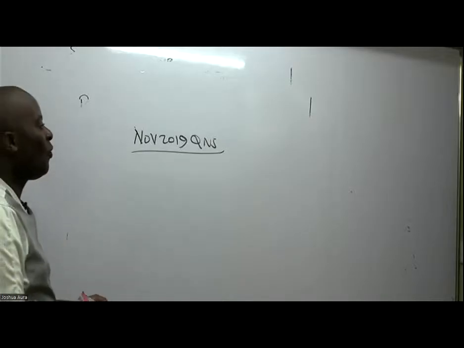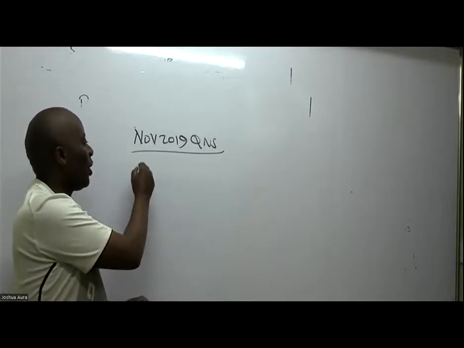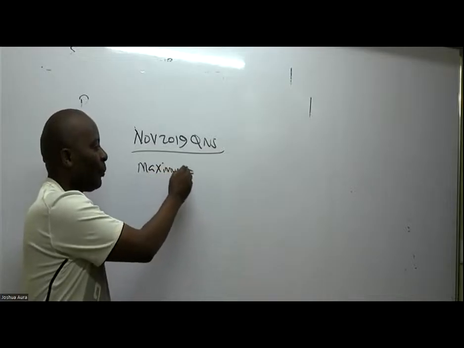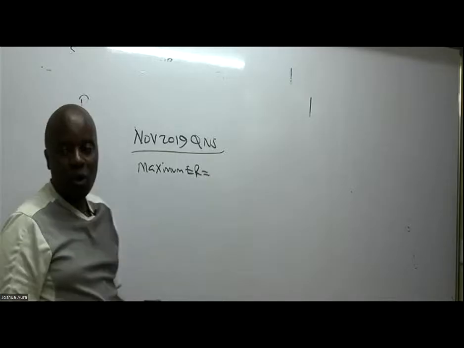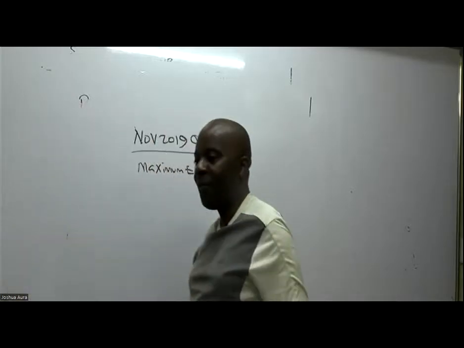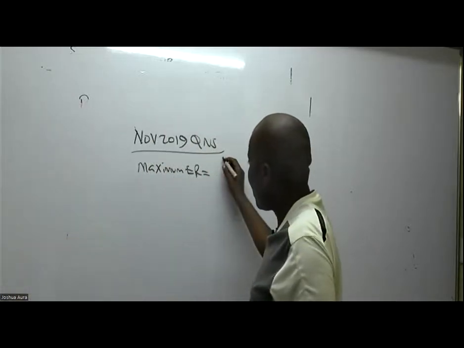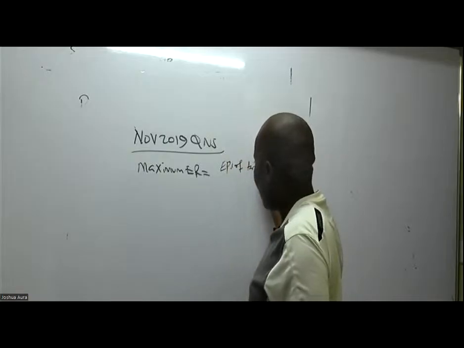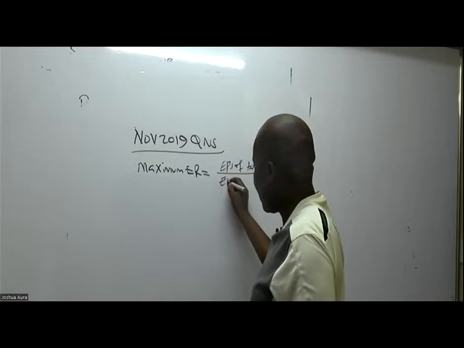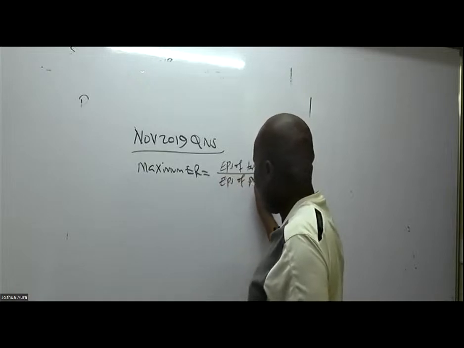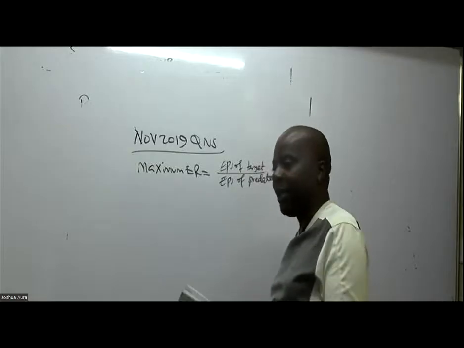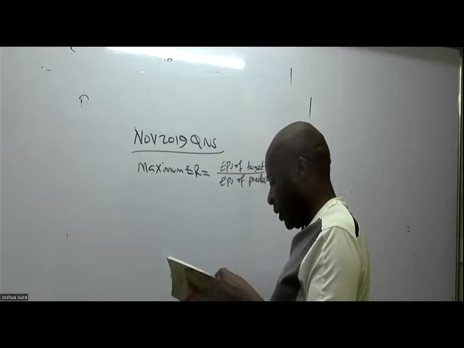Remember that when they talk of the maximum exchange ratio, and we explained this so well in our last session, you will always look at this as the EPS of the target company all over the EPS of the predator company. This is the easiest way of understanding this: EPS of the target company all over EPS of the predator company.